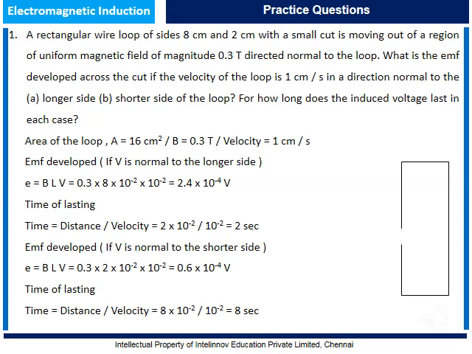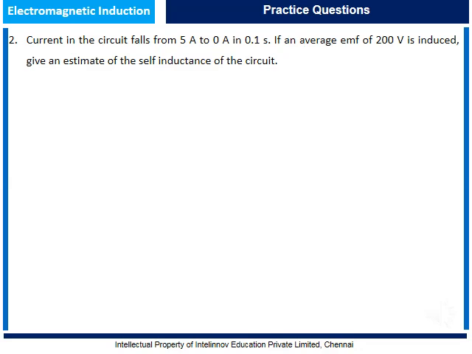Question number 2. Current in the circuit falls from 5 amp to 0 amp in 0.1 second. If an average EMF of 200 volt is induced, give an estimate of the self-inductance of the circuit. That is, the change in current is given and also the time period within which the change in current has happened is given, and the average EMF is 200 volt. We need to find out the self-inductance of the circuit.